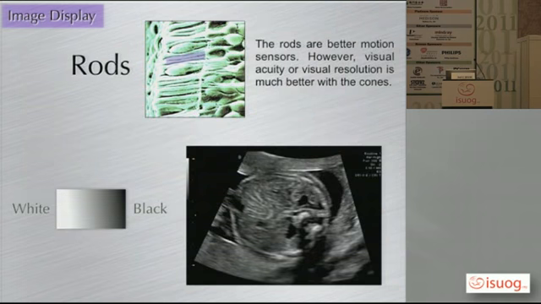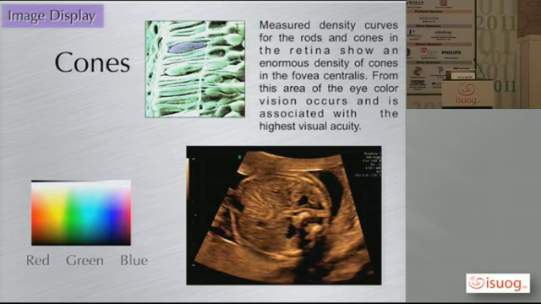When ultrasound first became available, it was displayed first as black and white and then various shades of gray. Therefore, the rods were used primarily when examining the ultrasound image. One advantage of the rods is better detection of motion when compared to cones. However, when improved resolution is required, the cones are more efficient. Measured density curves for the rods and cones in the retina show an enormous density of cones in the fovea centralis. From this area of the eye, color vision occurs and is associated with the highest visual acuity.